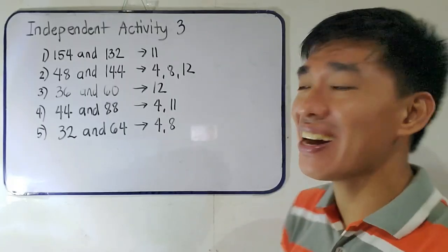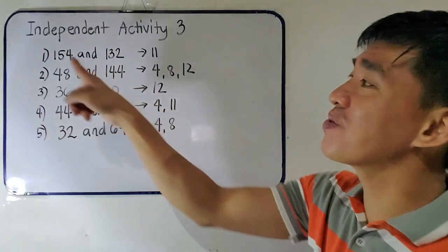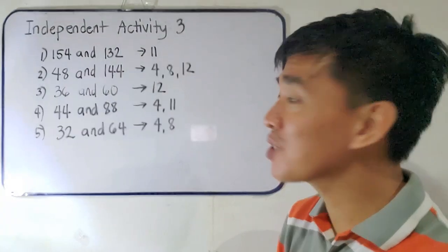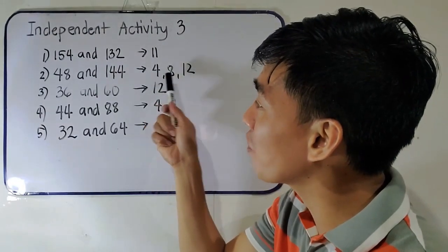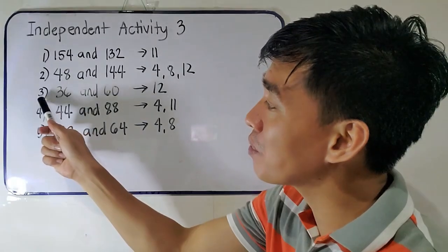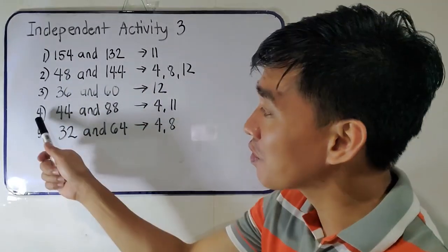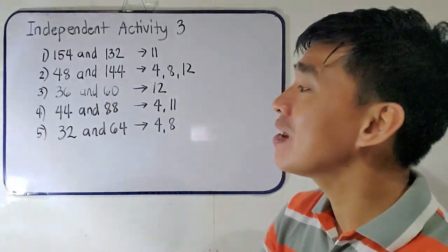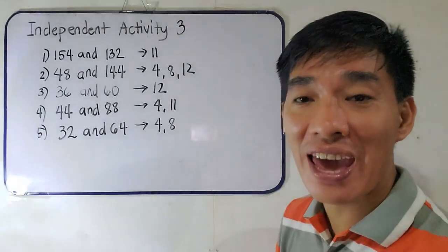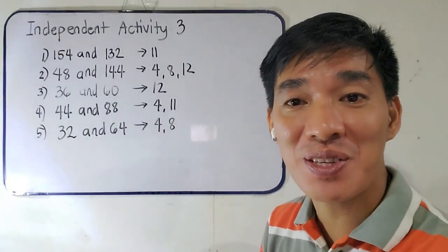Time is up, and the answers are, for number 1, that's 11. For number 2, you will just shade 4, 8, and 12. For number 3, that's 12 alone. For number 4, that's 4 and 11. For number 5, that is 4 and 8. Who got a perfect score of 5?